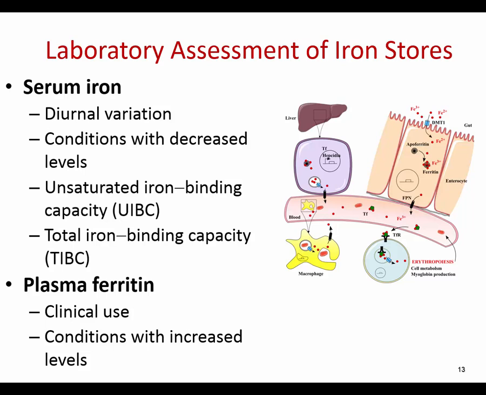Any case study I gave you, this is the approach that you follow. How would I be able to know whether it's increased destruction or decreased production? What would be a test that you have already been exposed to and would be able to use to determine the answer? Anybody? Retic count. Reticulocytes. If you have decreased production of red blood cells, what would you expect your retic count to be? High or low? Low. If you have decreased production, your retic count is going to be low.